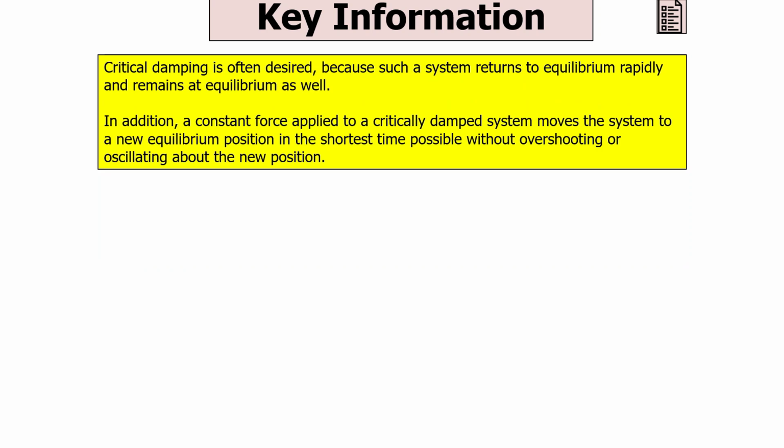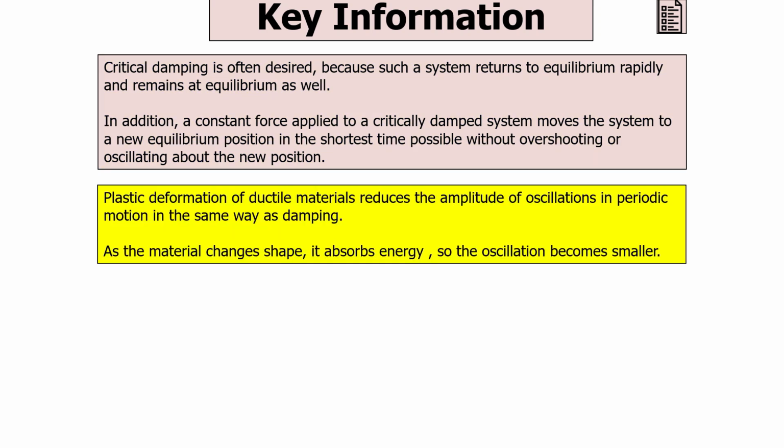Now, critical dampening is often desired because such a system returns to equilibrium rapidly and remains at equilibrium as well. In addition, a constant force is applied to a critically damped system and it moves the system to a new equilibrium position in the shortest time possible without overshooting or oscillating about the new position. Now, plastic deformation of ductile materials reduces the amplitude of oscillations in periodic motion in the same way as dampening. As the material changes shape, it absorbs energy, so the oscillation becomes smaller.